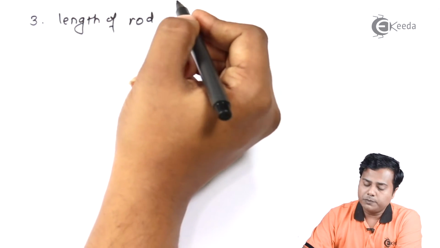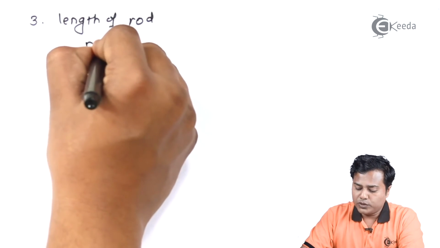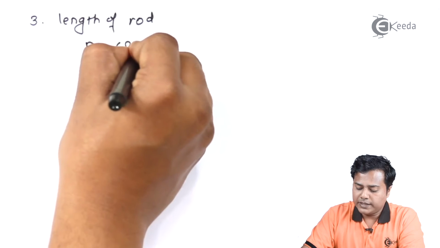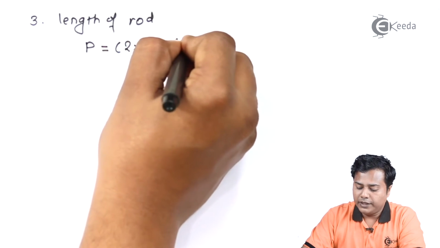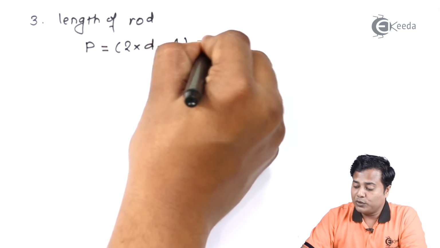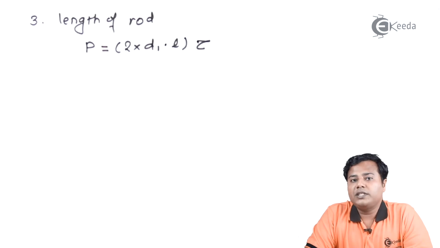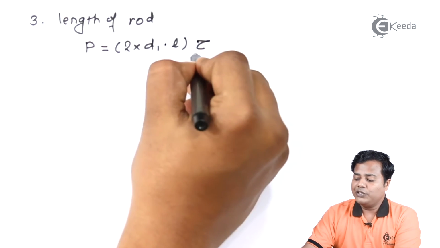Length of rod of spigot. It is given by axial force is again equal to twice the diameter of spigot into length into the stress that we are going to consider. So stress value is going to be shear stress. Now you need to understand one thing. If we consider the length of this particular spigot, we are going to consider the cotter failure in terms of shear, and that's why we have considered shear over here.